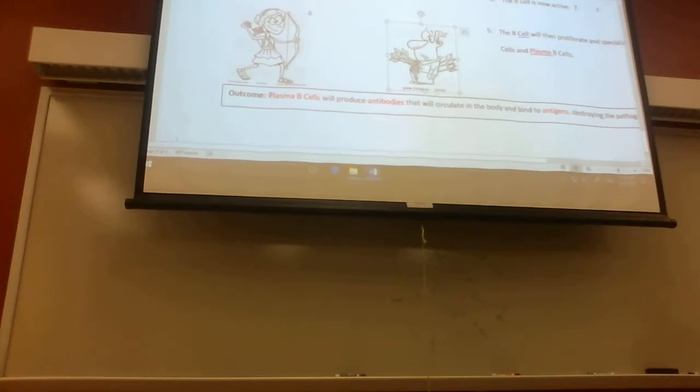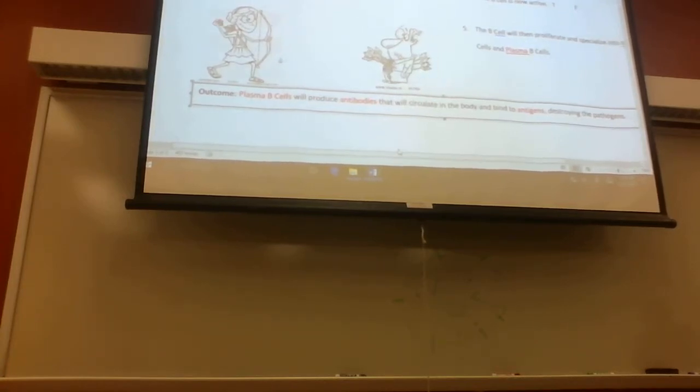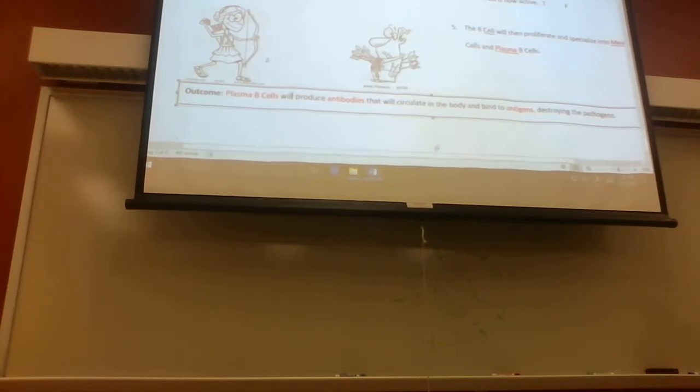Plasma B, and it's mainly your plasma B cells, because your memory B don't do too much. Plasma B cells will produce antibodies. Antibodies will then circulate in the body throughout the blood and bind to antigens and destroy the pathogens that way. Arrows are the antibodies. The person that got shot is the antigen. And the other one is the plasma B cell, yep.